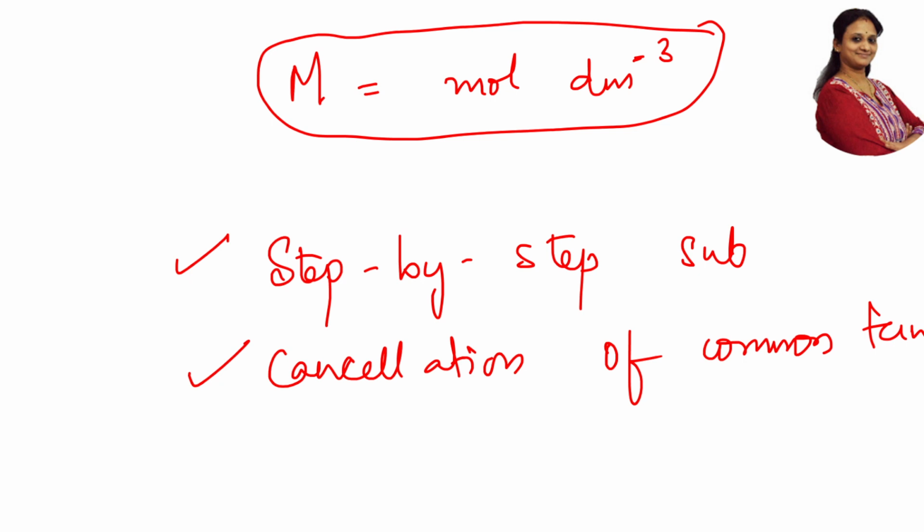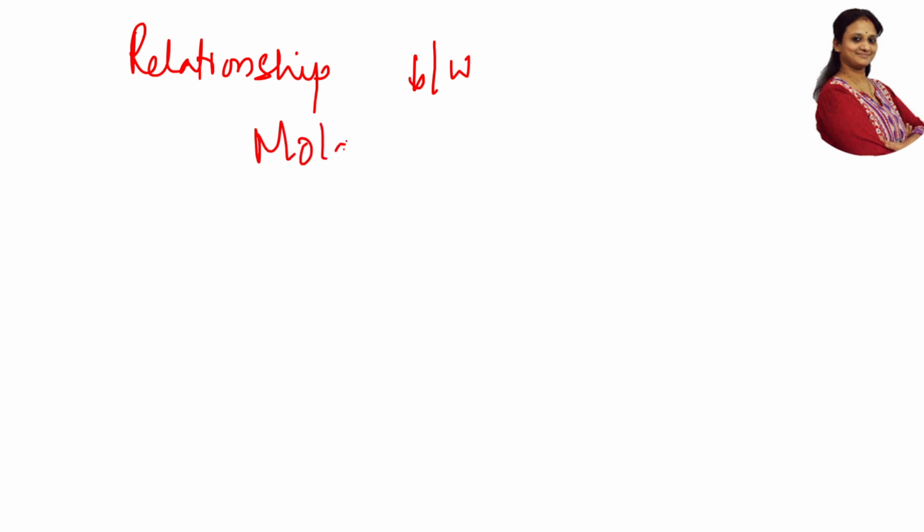That is nothing but the relationship between molarity and molality. Shall we do the third one? Very important third one, and please note it. Third relationship is the relationship between molarity, which is denoted by capital M, and molality, which is denoted by small m.